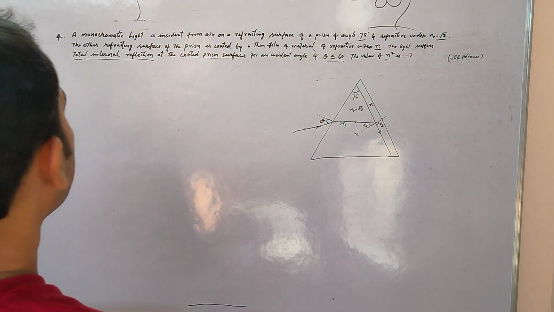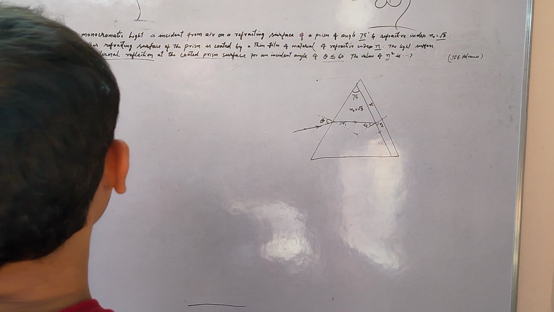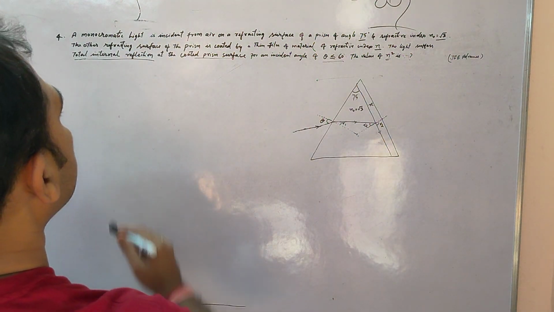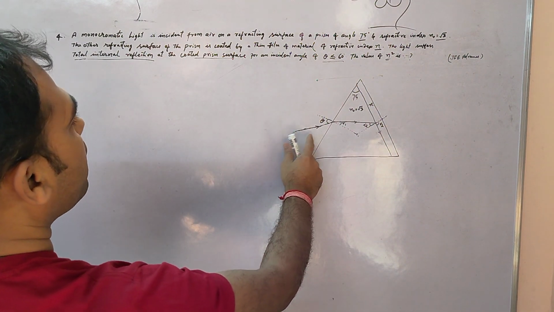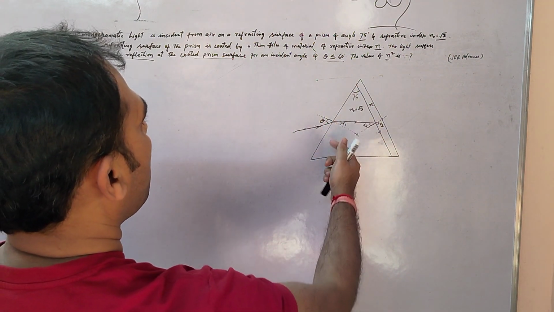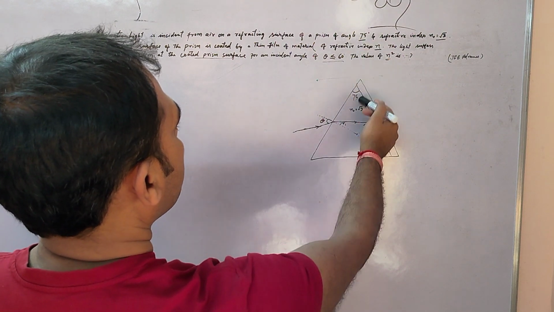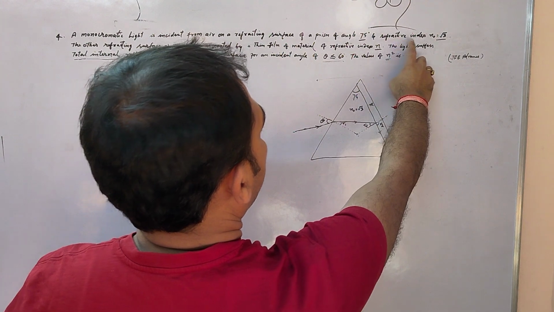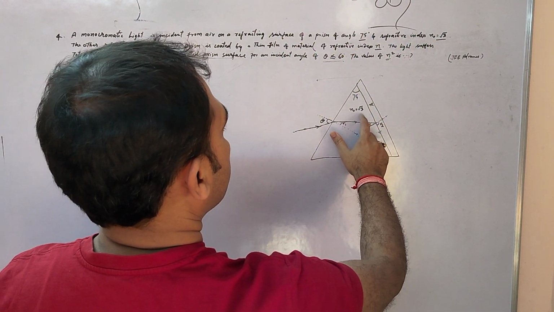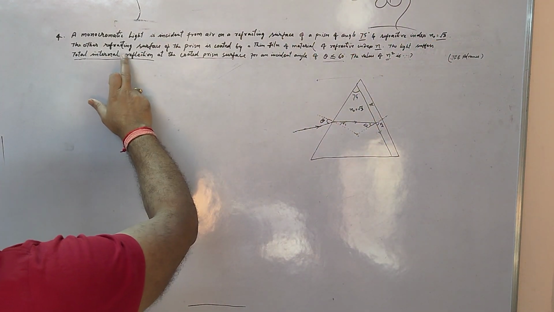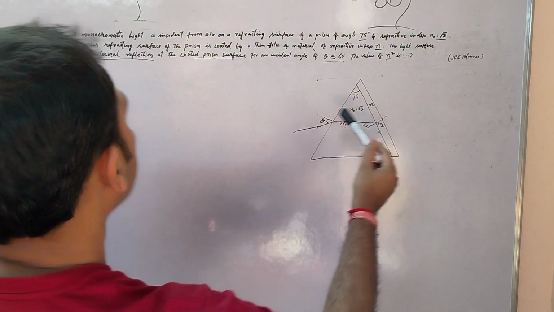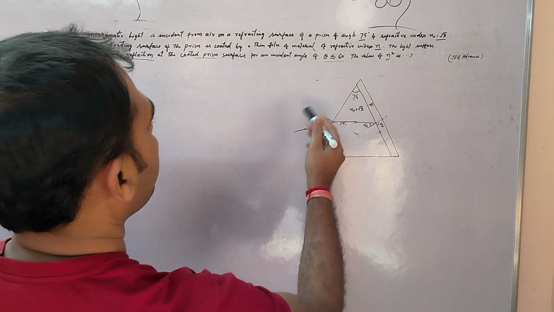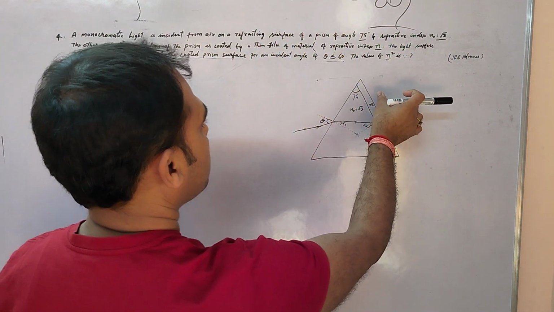So again, a very interesting question of JEE Advanced. What does the question say? A monochromatic light is incident from air on a refracting surface of a prism of angle 75° and refractive index n naught equal to √3. The other refracting surface of the prism is coated by a thin film of material of refractive index n.